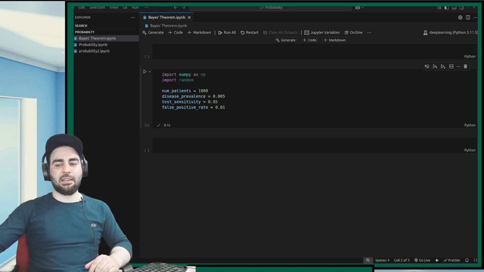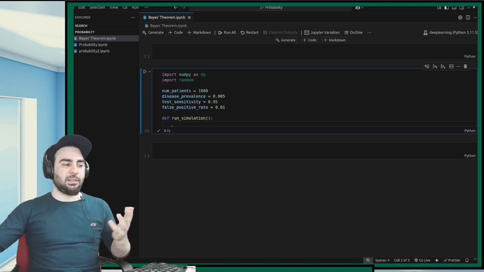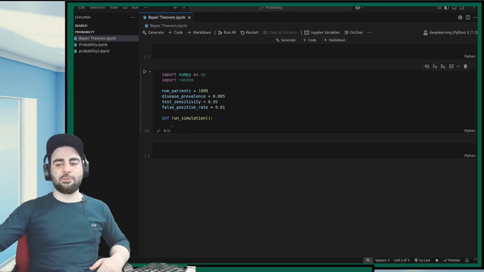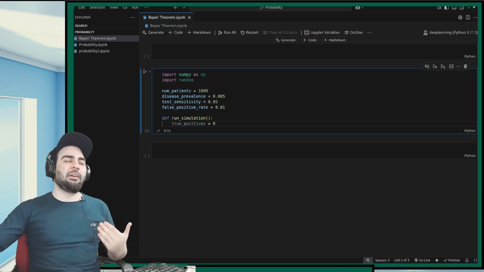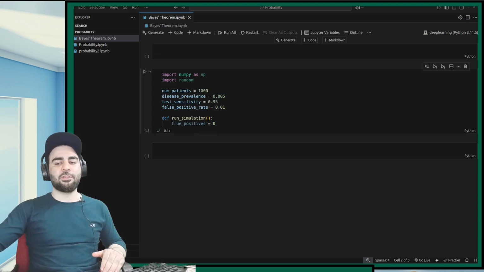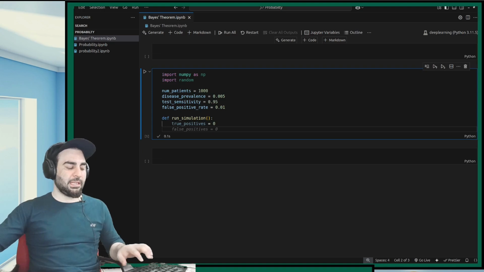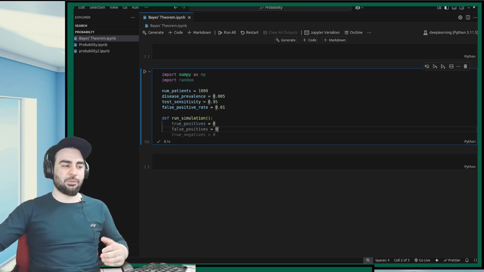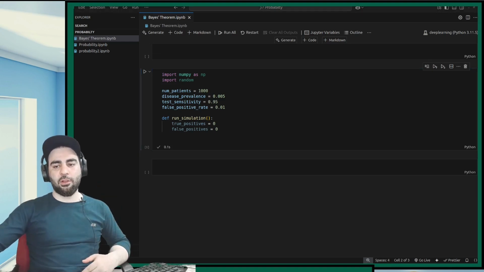Okay, let's write a function, run simulation. Run simulation will simulate the whole process. The first thing is we'll keep a counter for true positives and false positives. True positives means they actually had a disease and the test also said that they have a disease. That's called true positive. And what is a false positive? A false positive is when the patient does not have a disease, but it was still detected that they have a disease. Okay, now we can write a loop for all the patients.